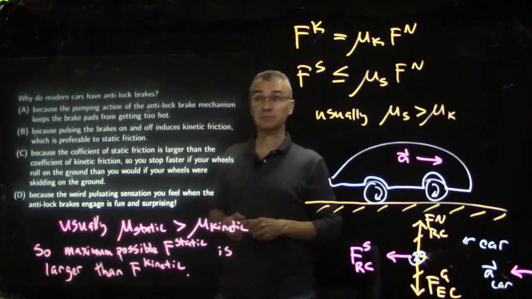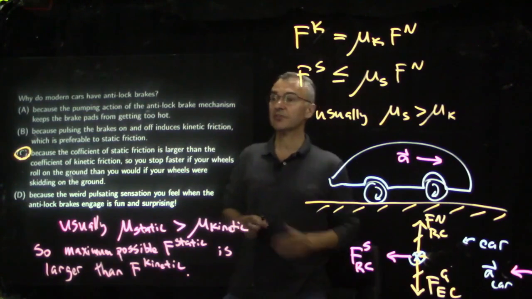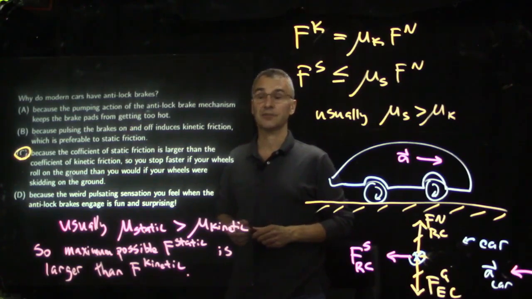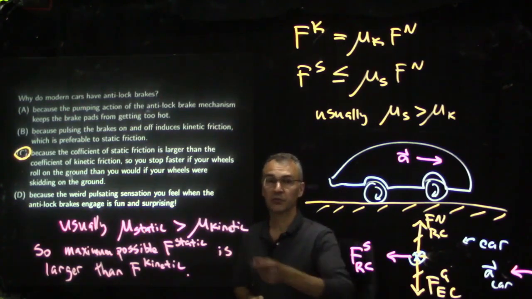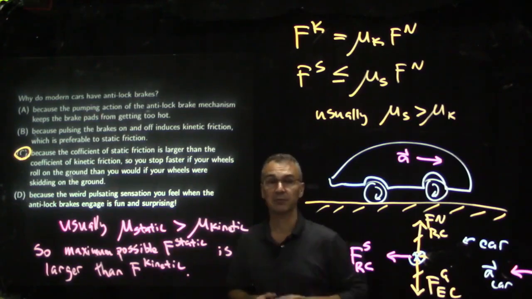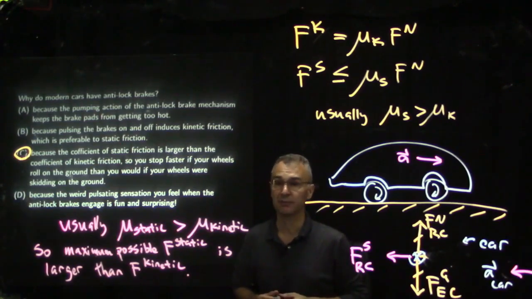It certainly is surprising. I think maybe I like answer C, because the coefficient of static friction is larger than the coefficient of kinetic friction. So you stop faster if your wheels roll on the ground than you would if your wheels were skidding on the ground. It almost always turns out for a given pair of surfaces, like rubber on asphalt, that mu static, the coefficient of static friction, is bigger than mu kinetic. This is the coefficient of static friction, this is the coefficient of kinetic friction. Usually mu static is bigger than mu kinetic.